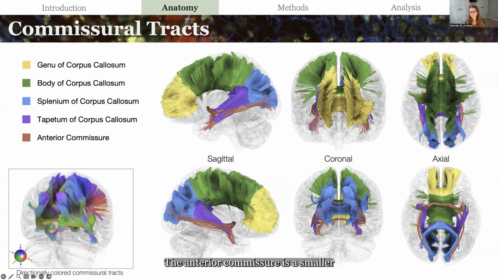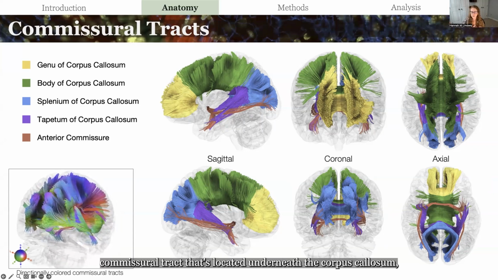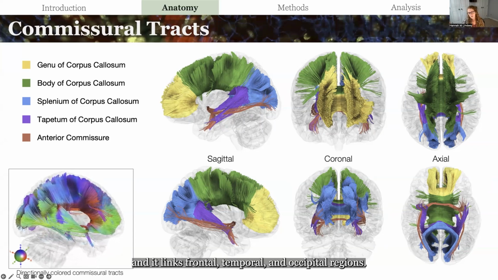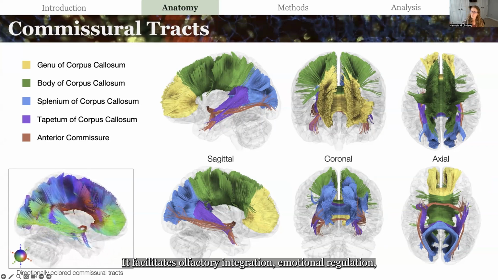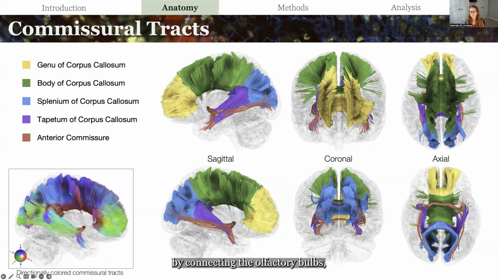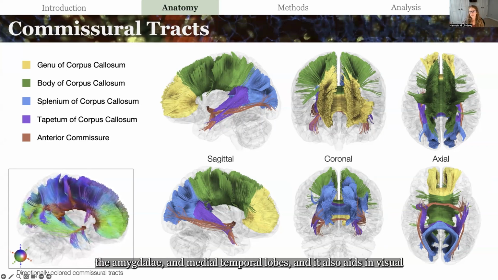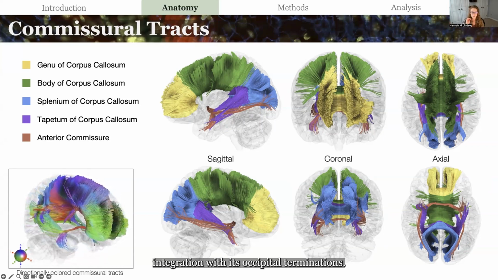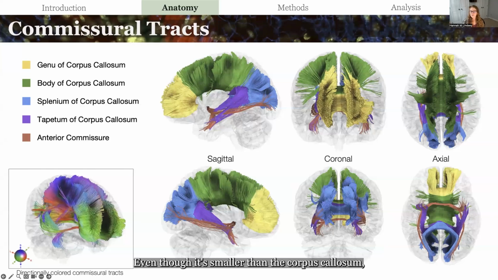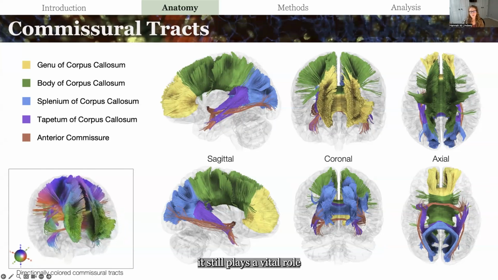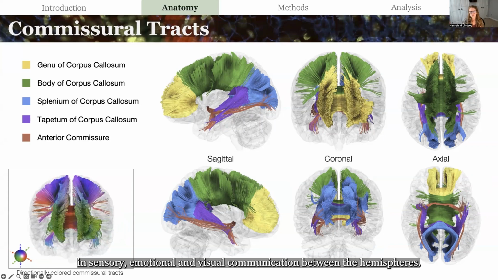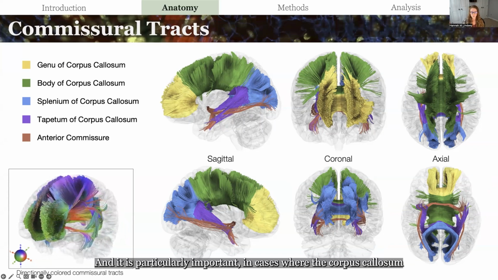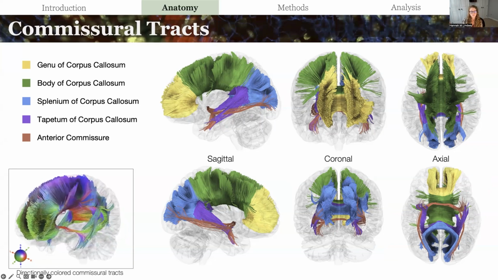The anterior commissure is a smaller commissural tract that's located underneath the corpus callosum, and it links frontal, temporal, and occipital regions. It facilitates olfactory integration, emotional regulation, and memory formation by connecting the olfactory bulbs, the amygdala, and medial temporal lobes. And it also aids in visual integration with its occipital terminations. Even though it's smaller than the corpus callosum, it still plays a vital role in sensory, emotional, and visual communication between the hemispheres. And it is particularly important in cases where the corpus callosum may have been damaged.